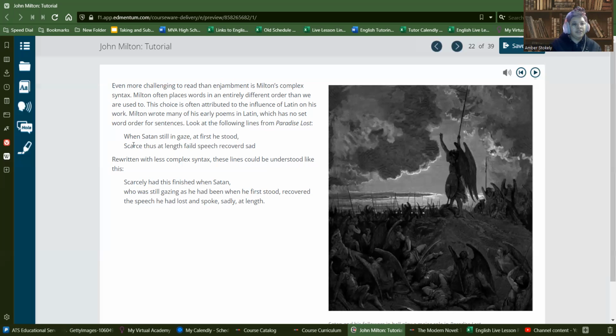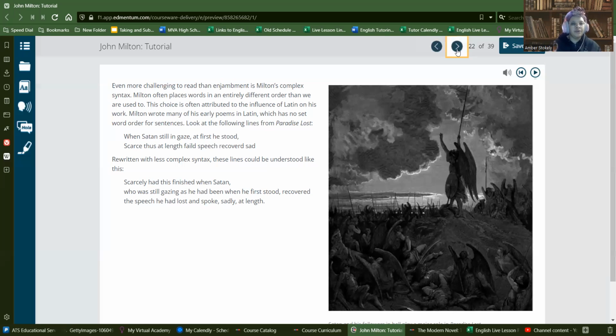So the "scarce" comes into play up here. So when Satan still in gaze, at first he stood scarce. So when he had barely finished standing, Satan was still in a gaze, pretty much. And I think that's a rough translation that's closer to what they offer here.